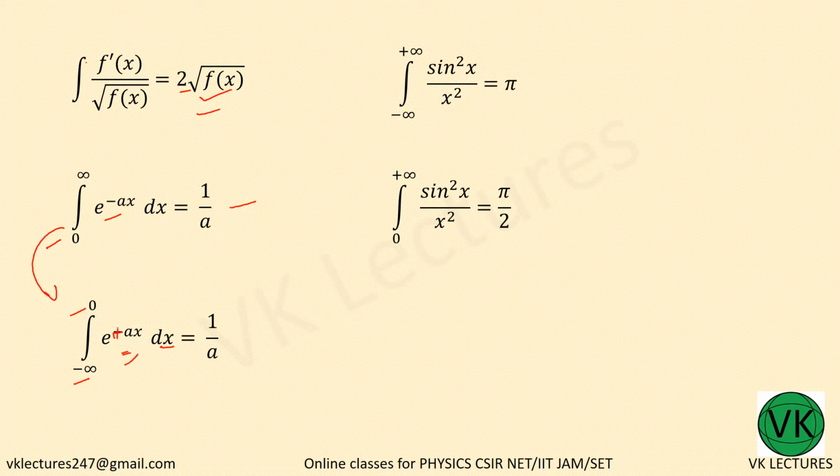Yes, plus. So minus infinity to plus infinity, sine square x by x square is nothing but pi. Okay. Now from 0 to infinity, sine square x by x square is pi by 2. Please remember these two formulas also.